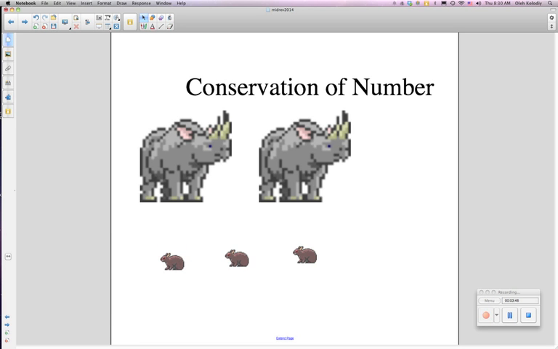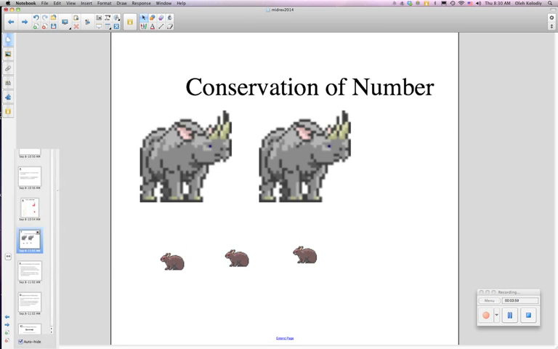Similarly here, a child in the pre-operational stage may claim that there are more elephants here than rabbits, even though they can count, and this is because they don't conserve number. They focus on size instead of number.